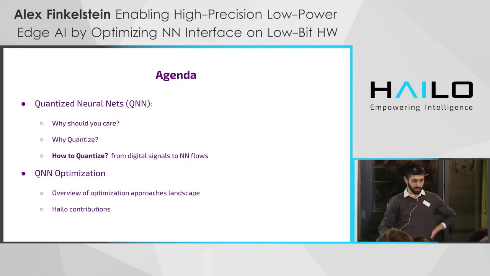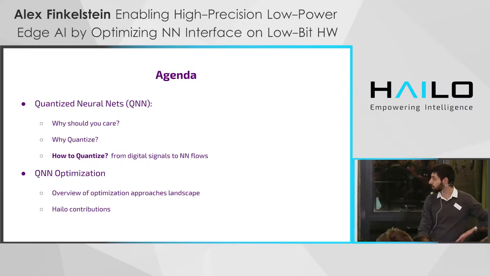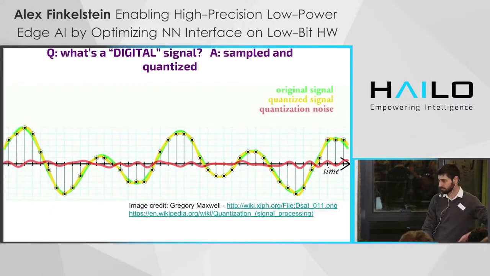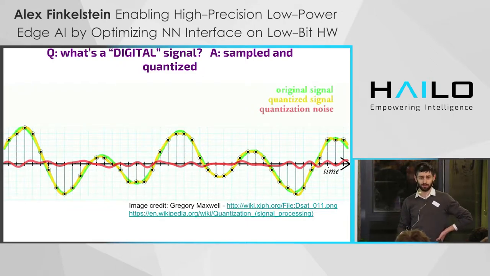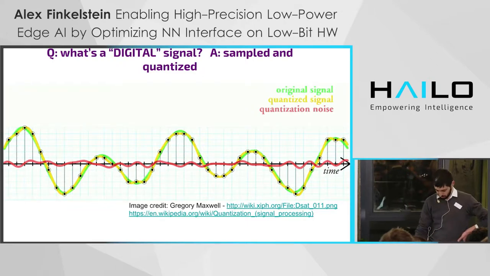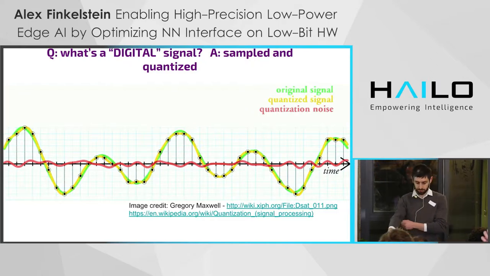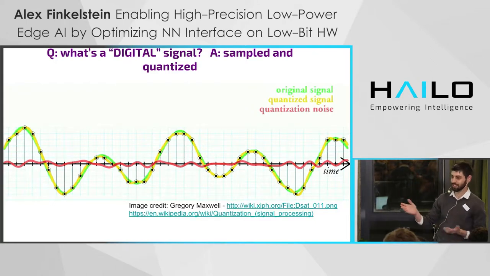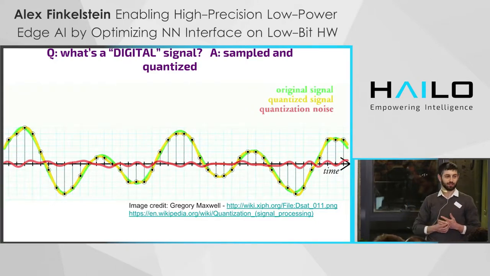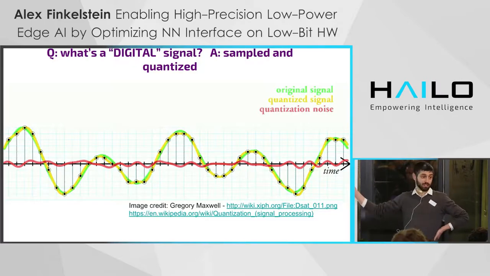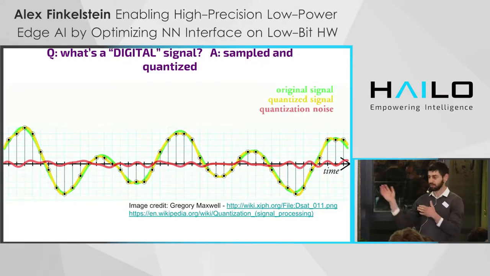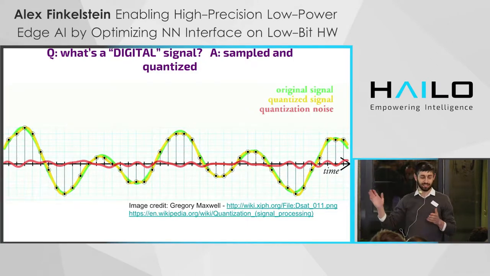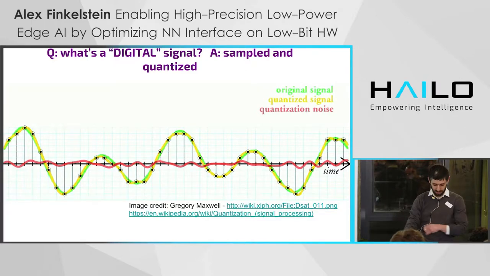So what is quantization all about? We'll talk a bit about digital signals, and I guess many of you know this by heart, so you'll need to excuse me. Of course, a digital signal is something that is discretized on both the time axis, or spatial axis in the case of images, and on the value axis. So discretization on the x-axis is sampling, and discretization on the y-axis here is quantization. That's what we are talking about.